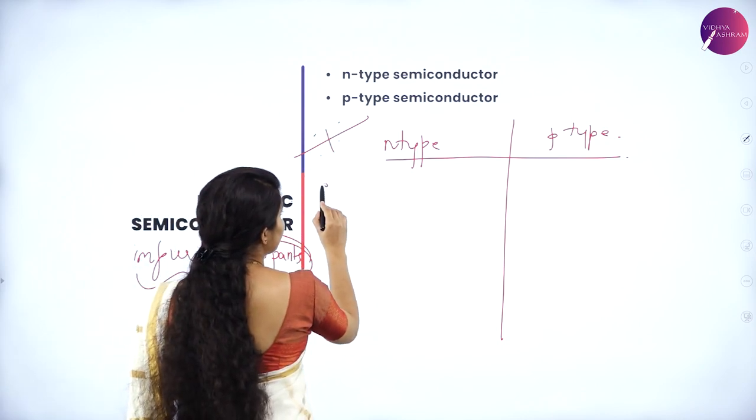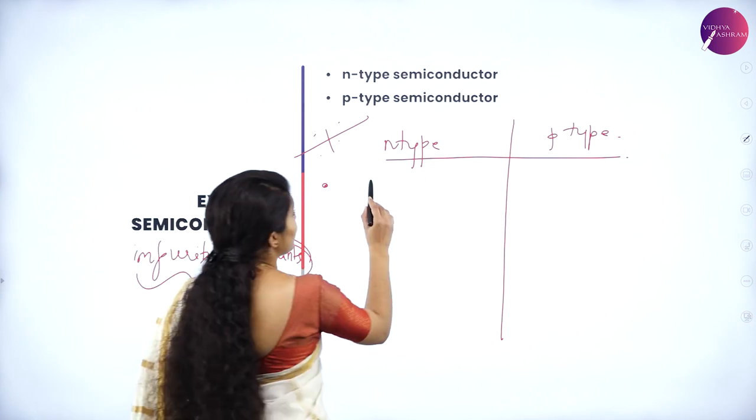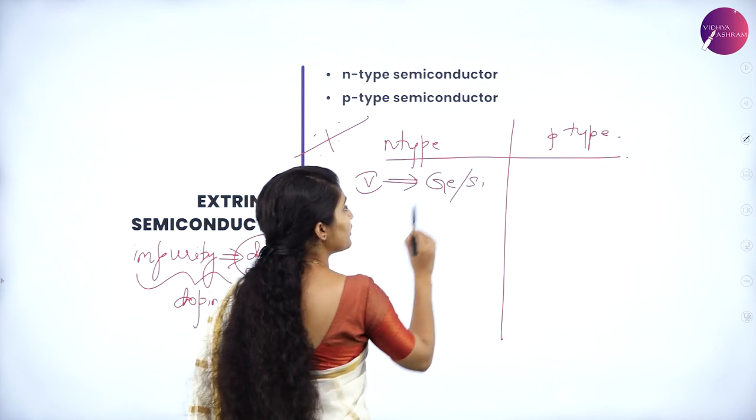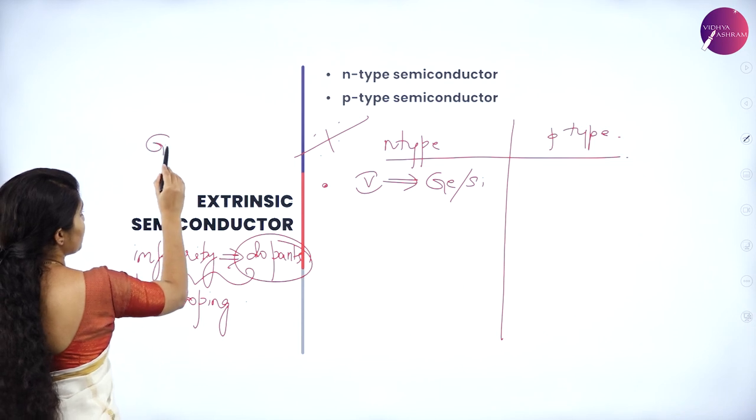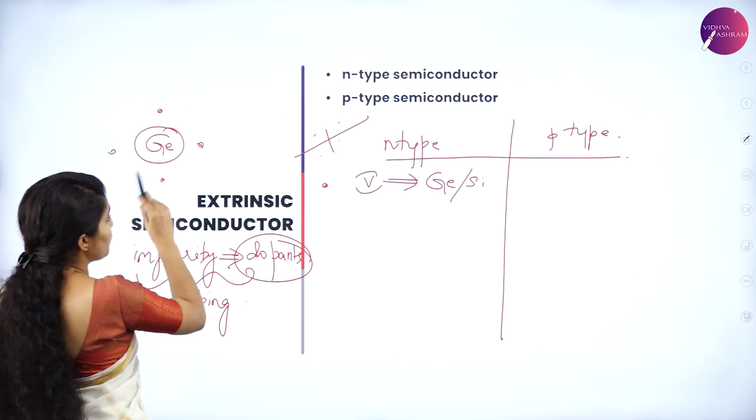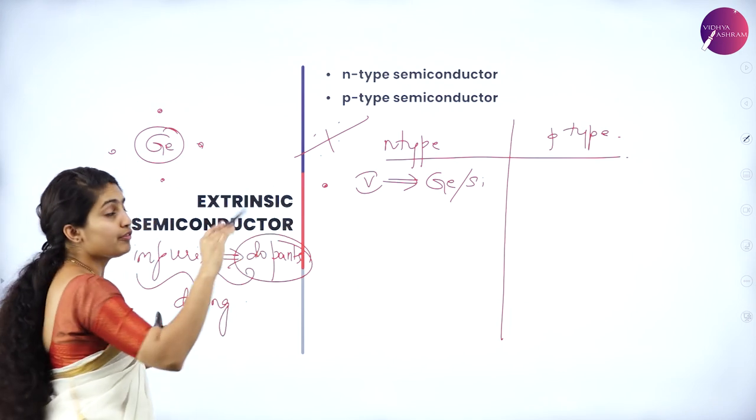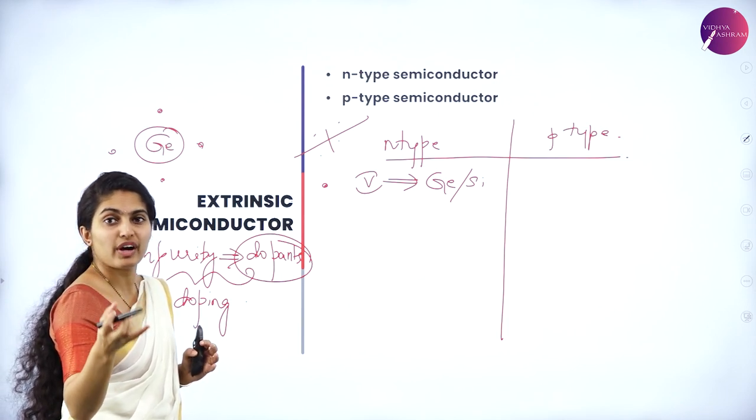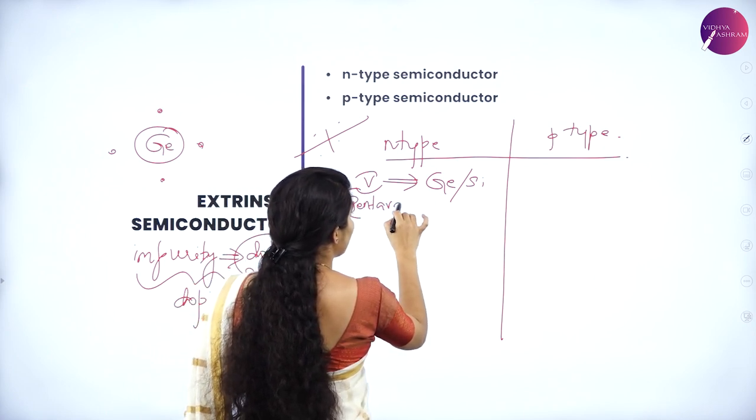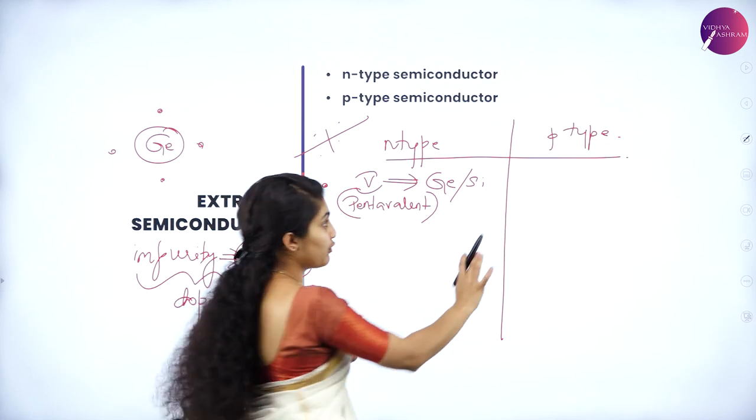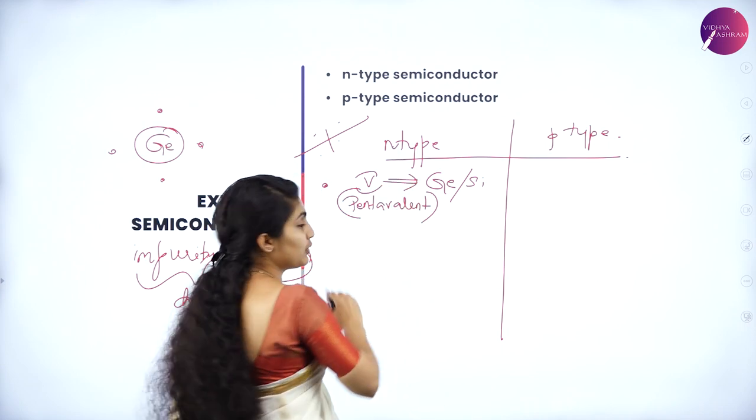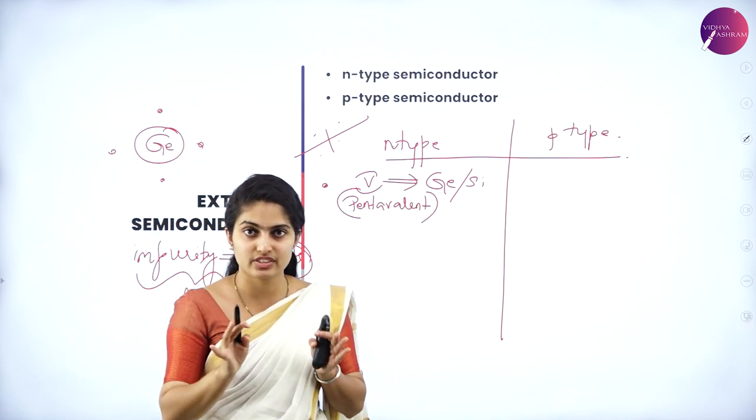In the case of n-type semiconductors, you have group 5 elements added to germanium or silicon. If this is germanium or silicon, it has 1, 2, 3, 4 bonds over here. This is the covalent bond which is present. N-type means group 5, that is, pentavalent impurities are added to it. You can remember it like this: for n-type, no, n impurity is not added, it is p impurity that is added; it is the opposite. You can just remember that shortcut, okay?